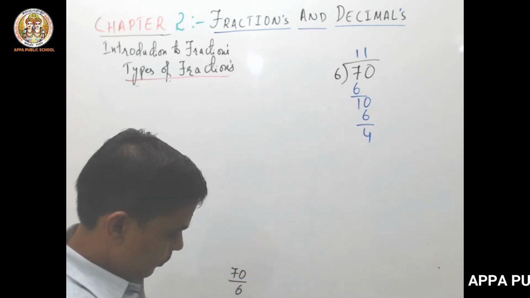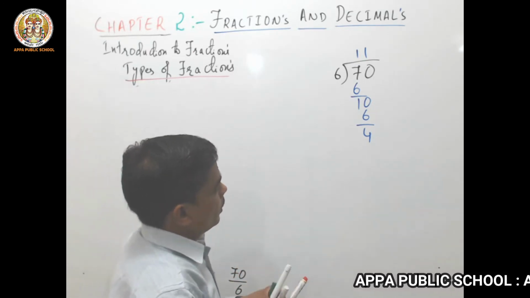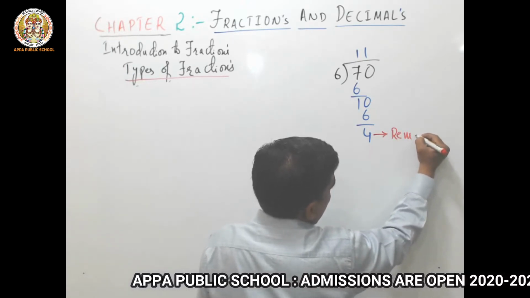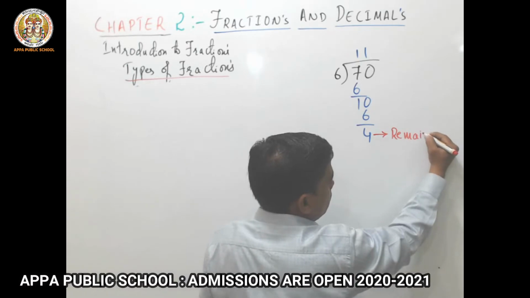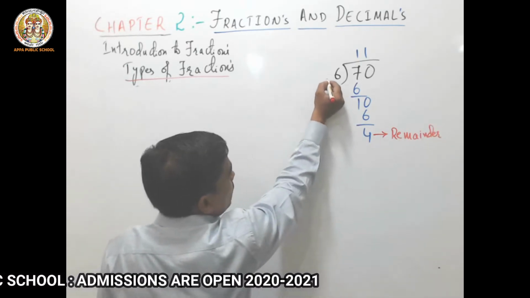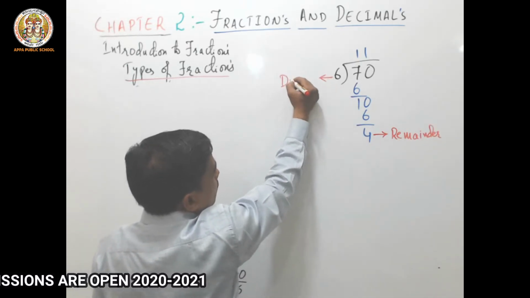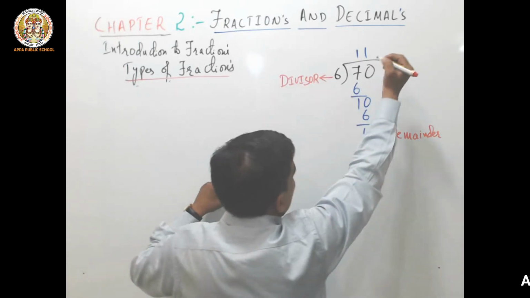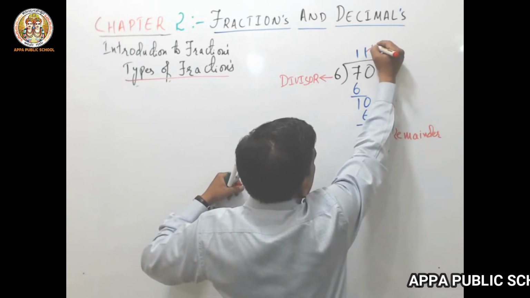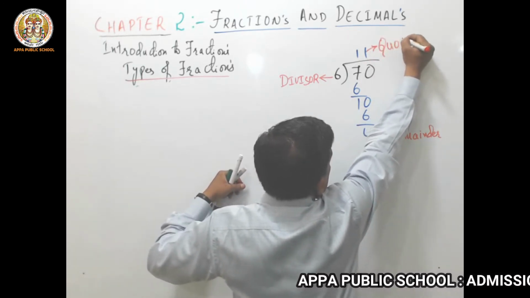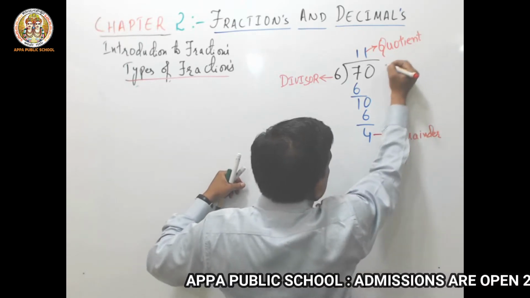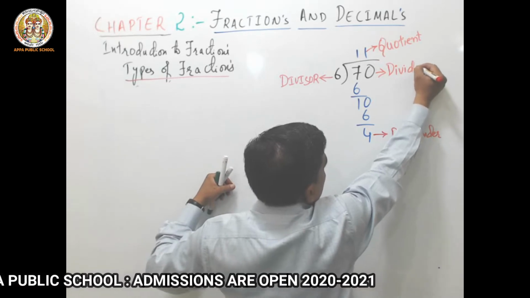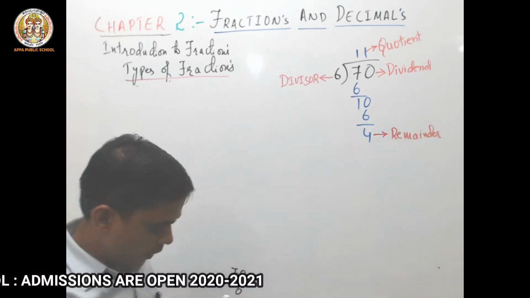So here, this one we call the remainder. This one is the divisor. This one is the quotient, and this one is the dividend. Right? This one is the dividend.